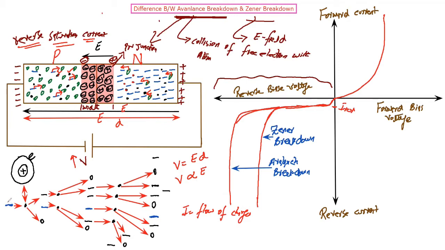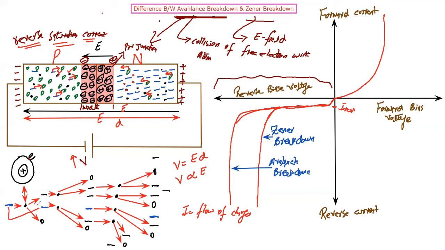When this electron moves toward the right side because of this high electric field, it will collide with the atom. And we know that in an atom we have a positively charged nucleus, and the electron is revolving around this nucleus in its own specific orbit. So when it makes a violent collision with this electron, it will knock out this electron from this atom. So over here an electron and hole pair will get generated.